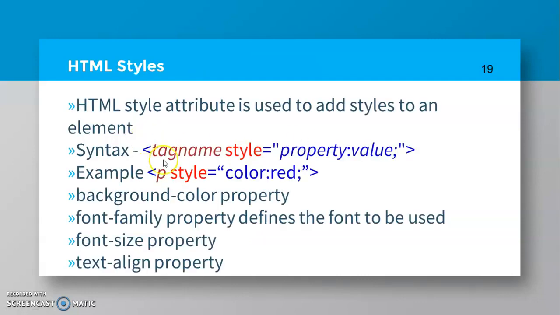Now we are going to see everything practically: how to implement style, what the style attribute is, then what a name and value pair is, that is, property and its value, correct? Then how to use the background color property, how to use the font family property, how to use the font size property, and how to use the text align property. All these things we will see practically.